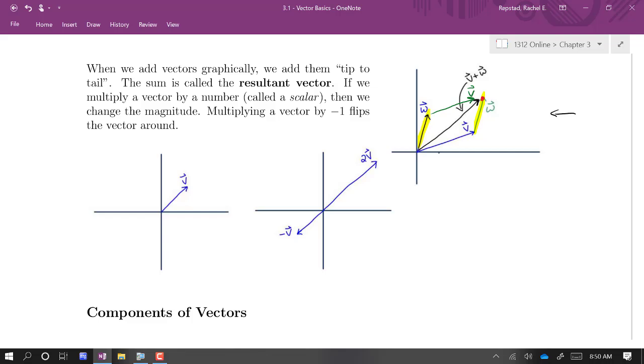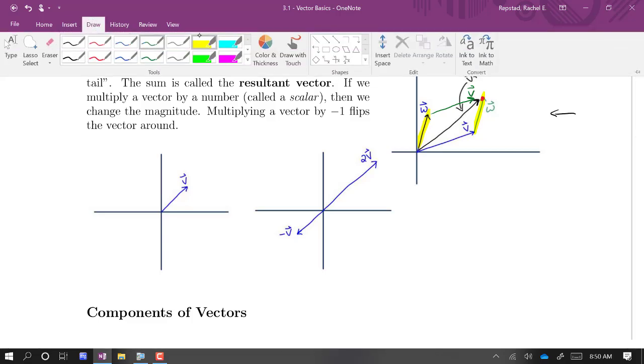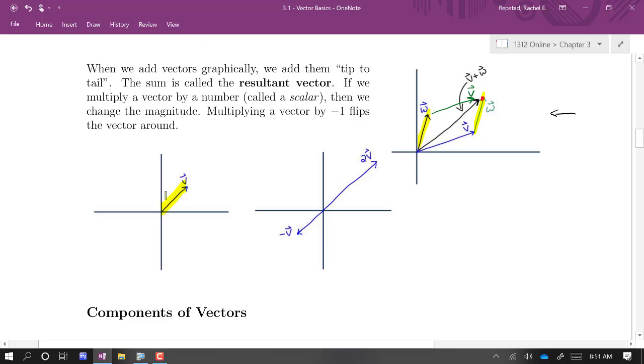If we multiply a vector by just a number, which we call a scalar, it just changes the magnitude. So if I have a vector v here on the left, there's my vector v. Now if I multiply it by 2, it'll make it twice as long, but it doesn't change the direction at all. If you multiply a vector by -1, it flips the vector around 180 degrees. So there's negative v. I didn't change the length because it's -1 v. If it were a -2 v, it would be flipped around and be twice as long.